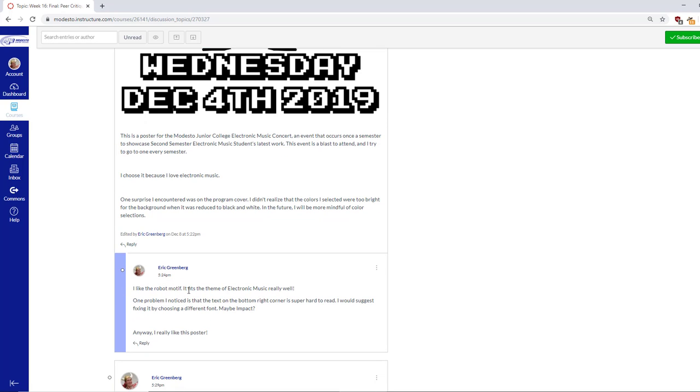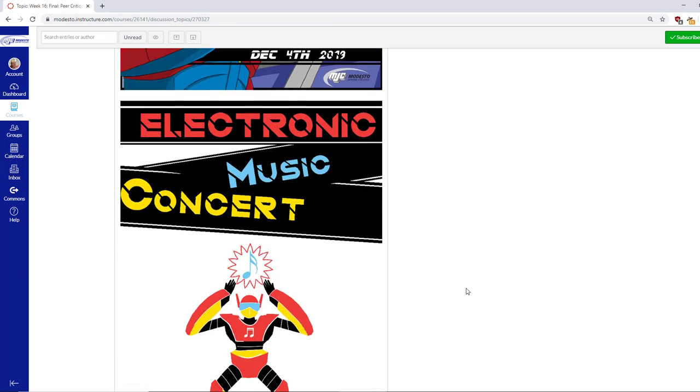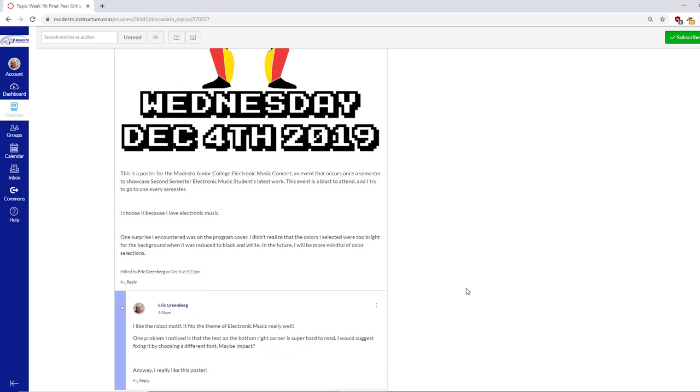I like the robot motif. It fits the theme of electronic music really well. One problem I noticed is that the text on the bottom right is super hard to read. I would suggest fixing it by using a different font like Impact. Anyway, what a jerk. Who's he to tell me? Well, actually, he's right, isn't he? That is pretty hard to read. Fine. Well, good advice, guy.